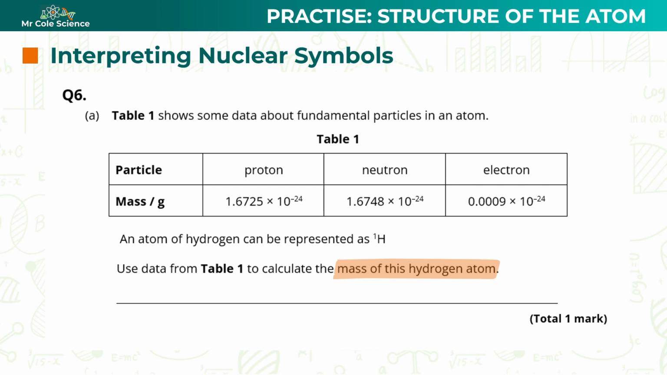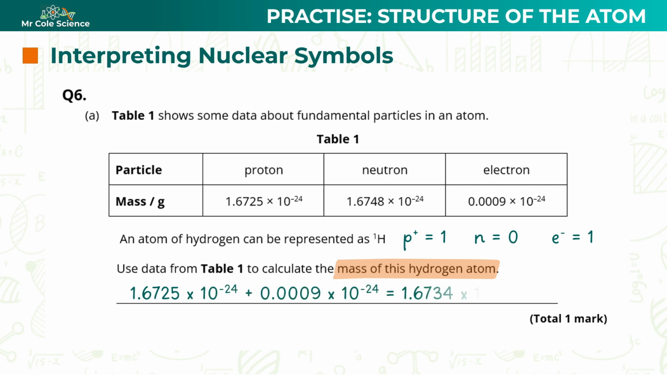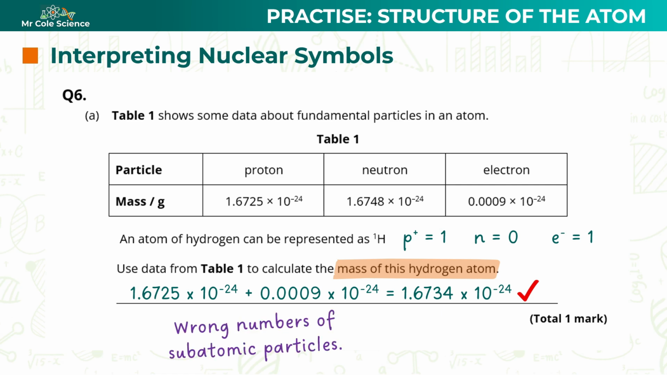Hydrogen has an atomic number of 1, so 1 proton. The mass number here from our nuclear symbol is 1, so 1 minus 1 leaves me with 0 neutrons. And then finally, as it's an atom, it's going to have the same number of electrons as protons, so 1. So now we just need to add together the masses for 1 proton and 1 electron, which gives us a total of 1.6734 times 10 to the minus 24. 1 mark.